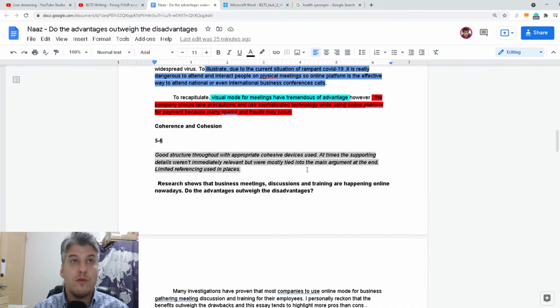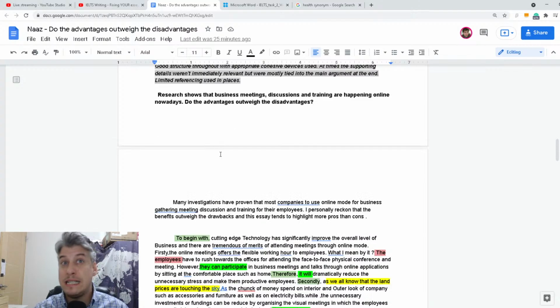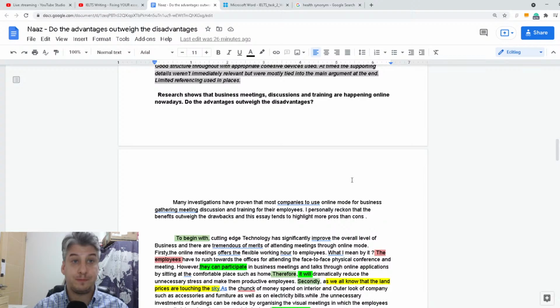Okay, so we're on to the next part, coherence and cohesion, which is all to do with linking ideas together and also how easy it is to follow as the reader. These are the main ideas we're looking at. There's other things that we can find. Remember, you can access this document which tells you exactly what you have to do to get the score that you want in task 1 and task 2 in IELTS. This is for task 2. We're looking at this section here, coherence and cohesion. Okay, so let's go through that.